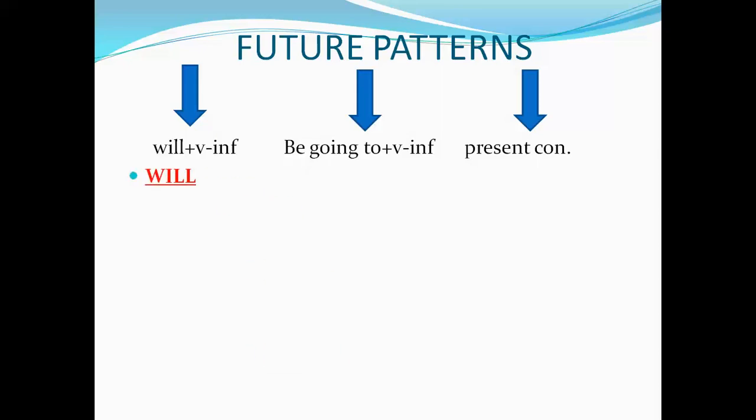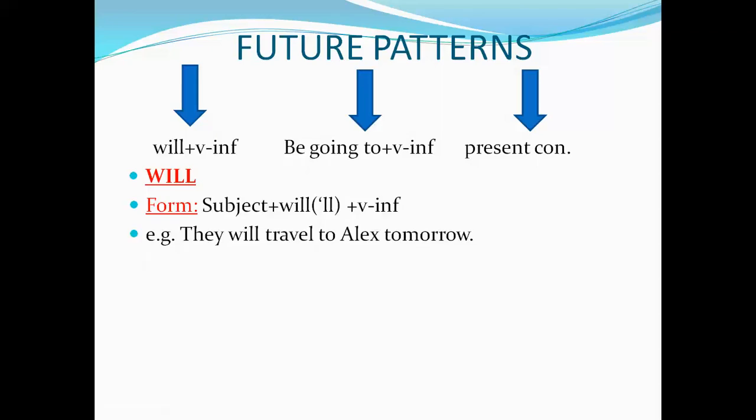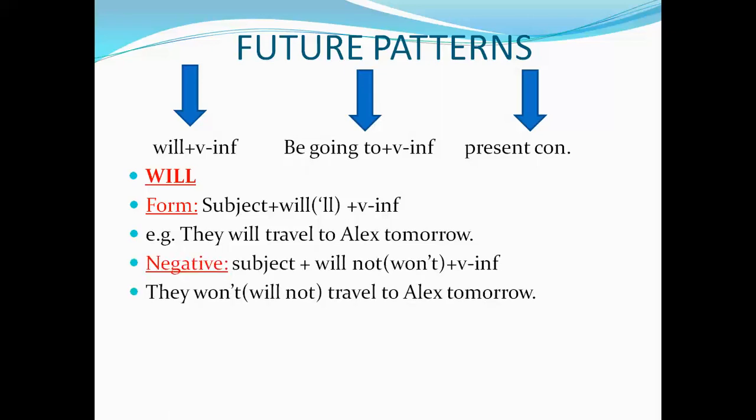First of all, let's move to will. What is the form? The form is subject plus will, or I can write apostrophe plus double L, then verb infinitive. Example, they will travel to Alex tomorrow. When I want to use the negative, the word not, I use subject plus will not or won't plus verb infinitive. Example, they won't or will not travel to Alex tomorrow.